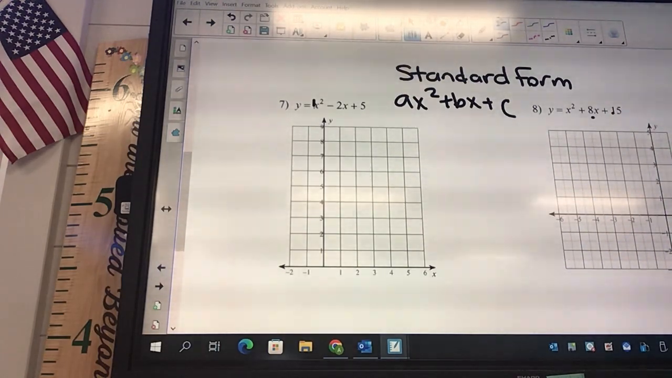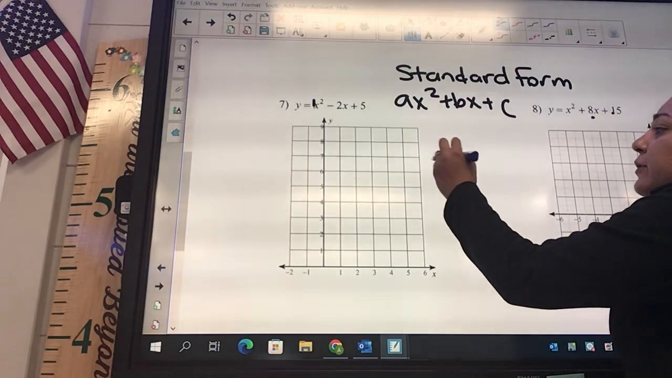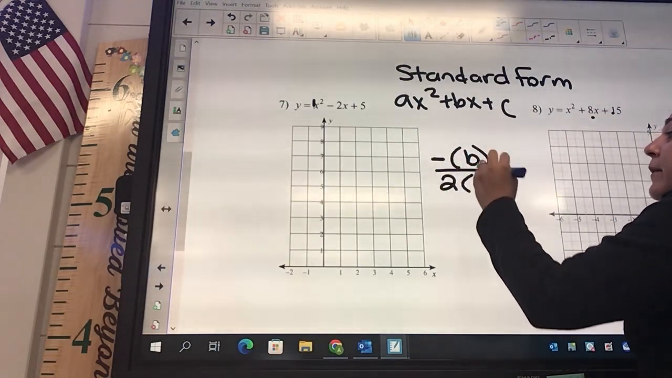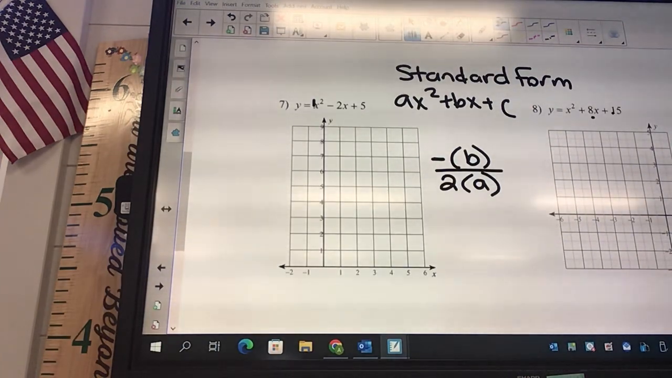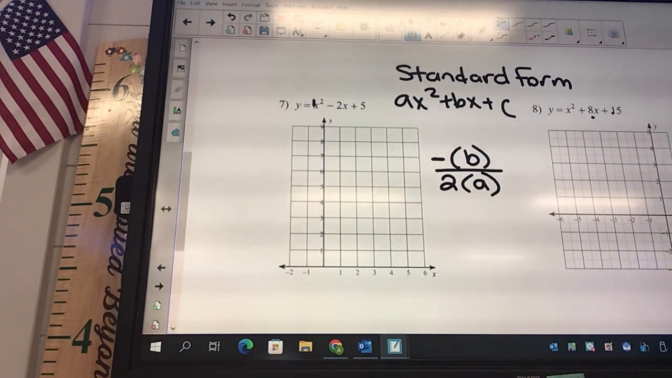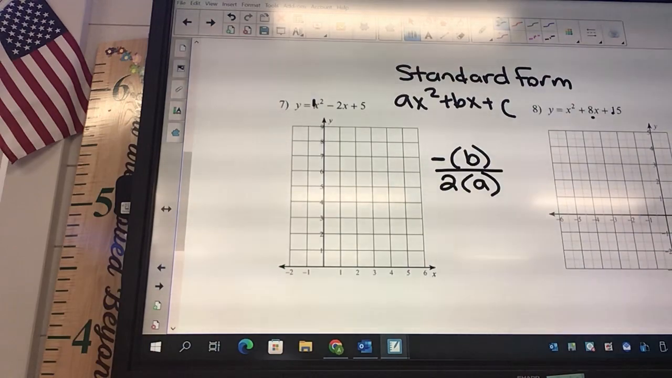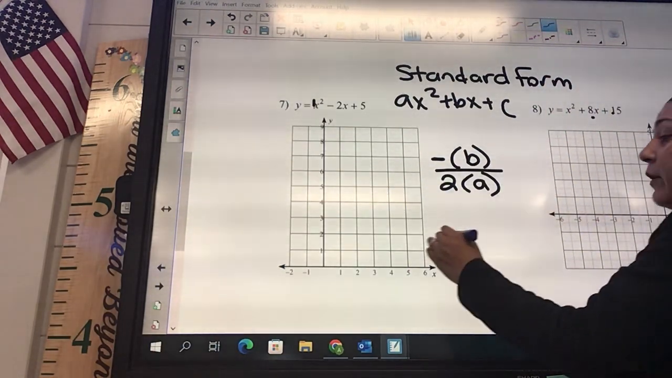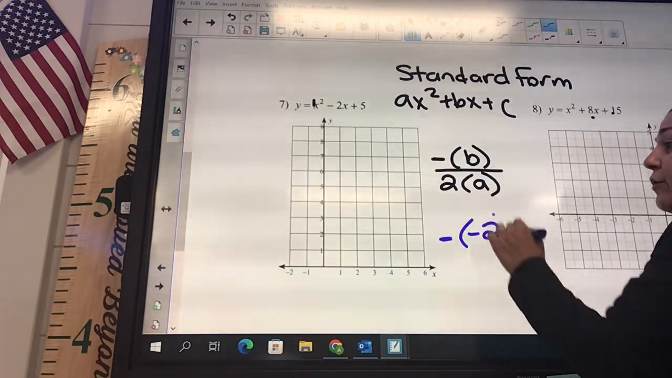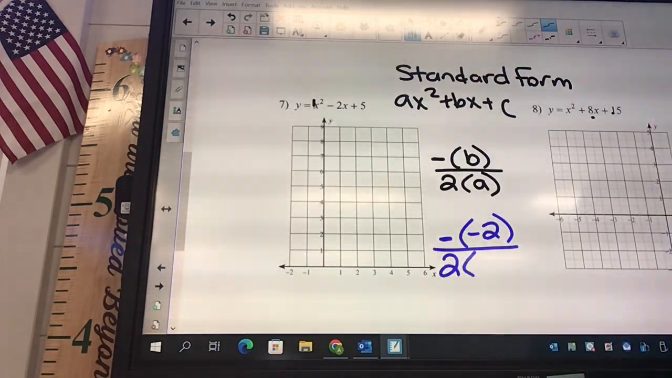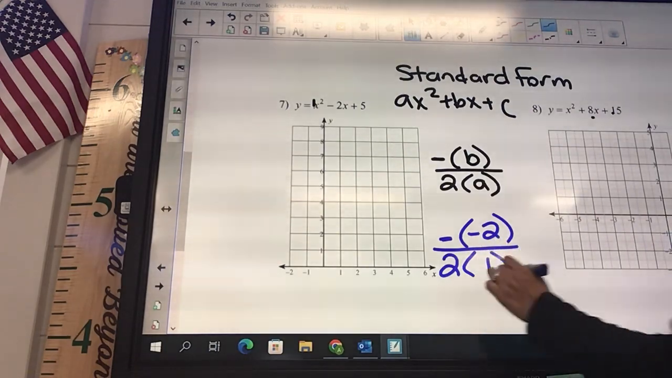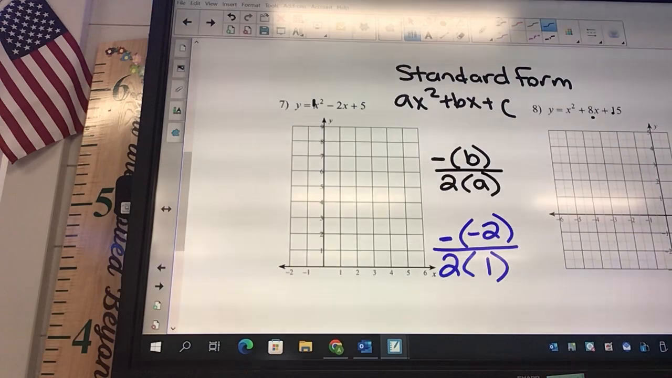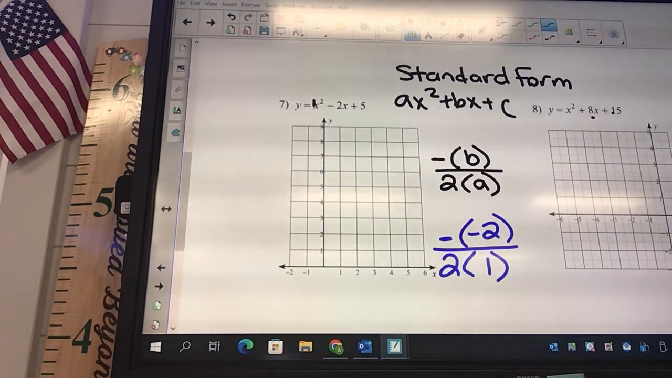To find the vertex, you got to do negative b over 2 times a. That's the formula you have to use. In this case, what is our b? Negative 2 over 2. What's our a? 1. Okay, hit your fraction button on your calculator. Type that in. See what you get.